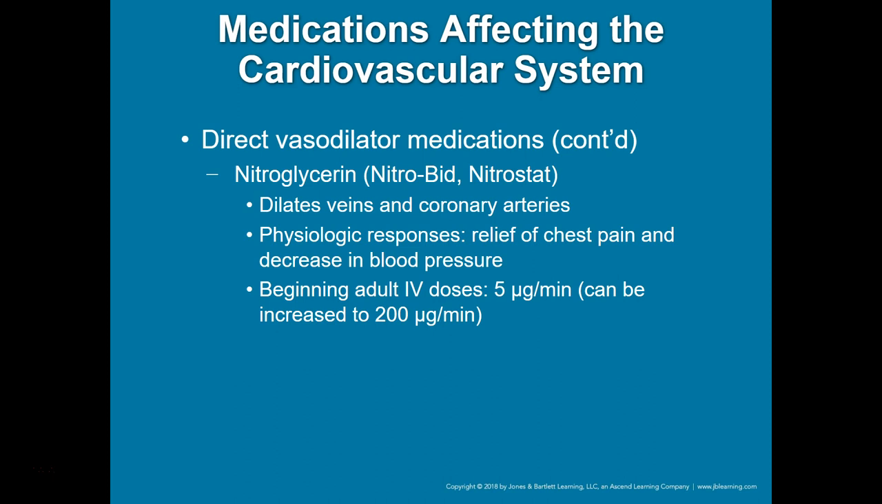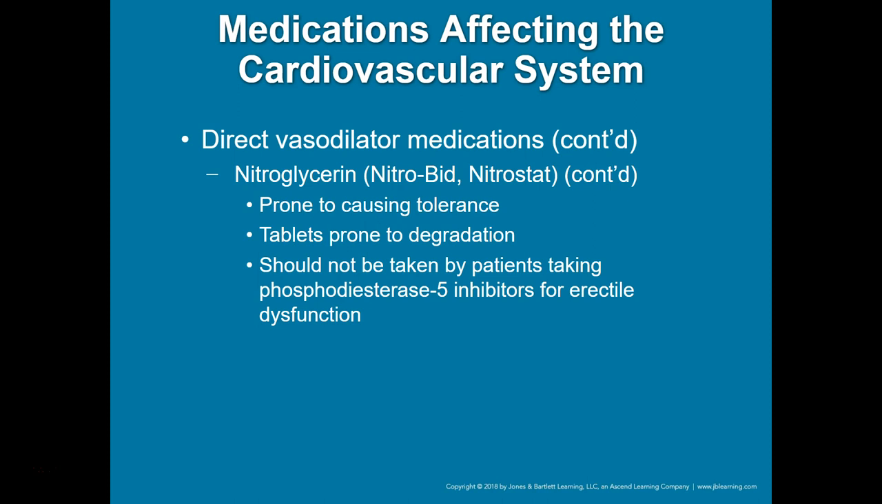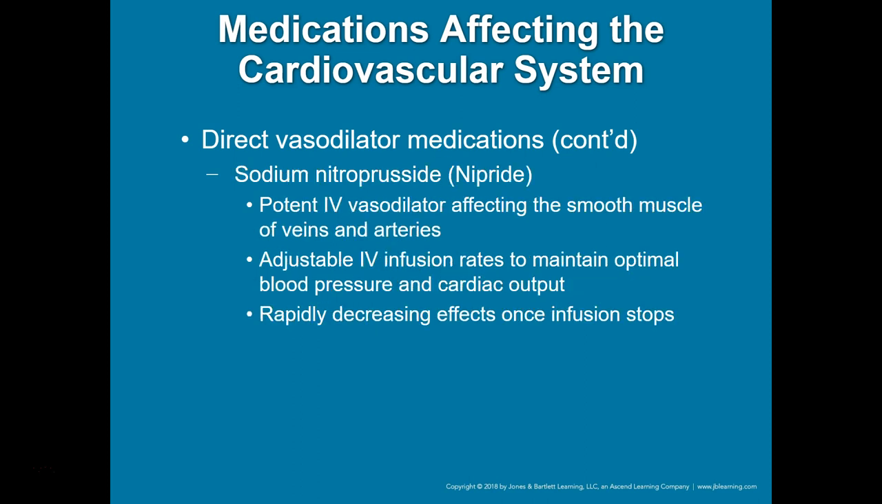And then it gives IV dose there, 5 micrograms per minute up to 200. Or if you're giving it as a spray or tablet, it's going to be 400 micrograms. That is the standard adult dose for that. Prone to cause tolerance. So it doesn't take very long before you have to get increased dose of that. Tablets prone to degradation. They have to be protected from light. If somebody's carrying it around in their pocket, and by the time you get around to using it, it's not a tablet anymore. It's just a bunch of powder in there. So that's a thing. And if they're taking medicine for erectile dysfunction, don't want to give nitro for that, if that's the case. Can cause very severe hypotension.